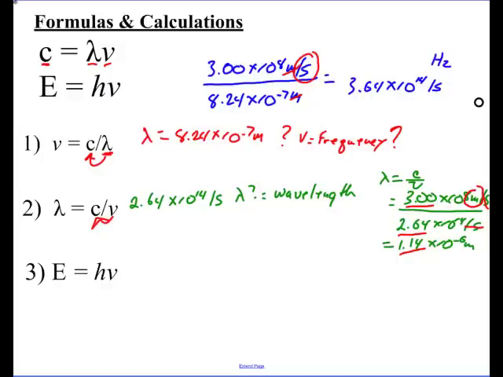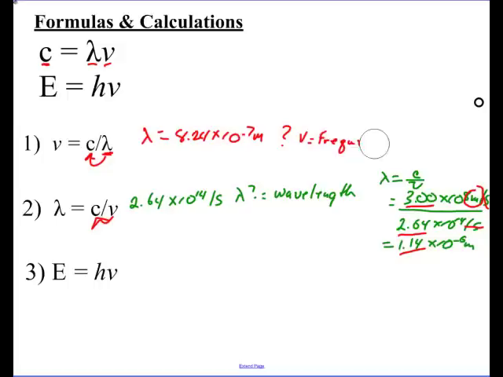Not too bad. Well, let's say, for example, we've got this problem, and we want to find another thing. We want to find this E. Now, E right here stands for energy. And we want to find how much energy this wave has.